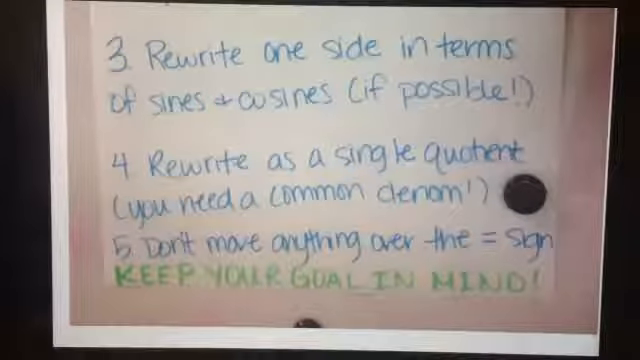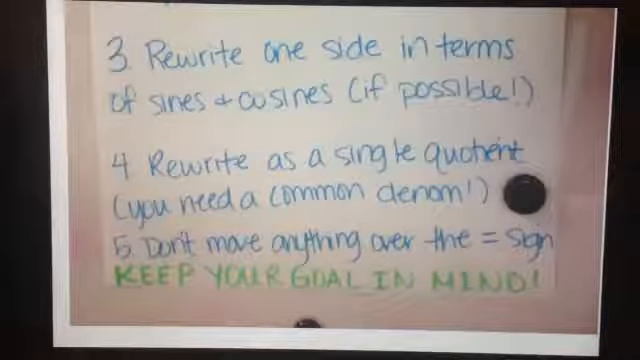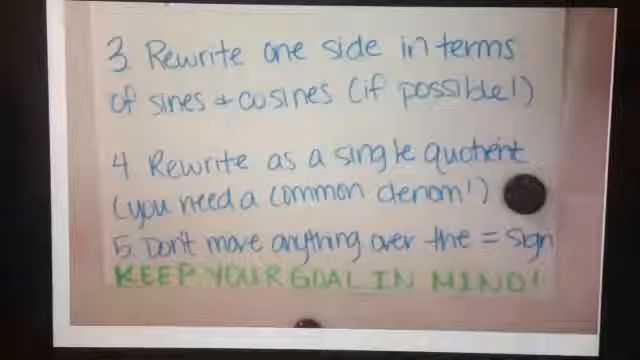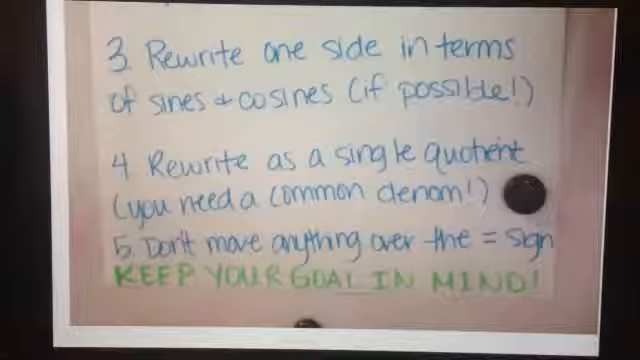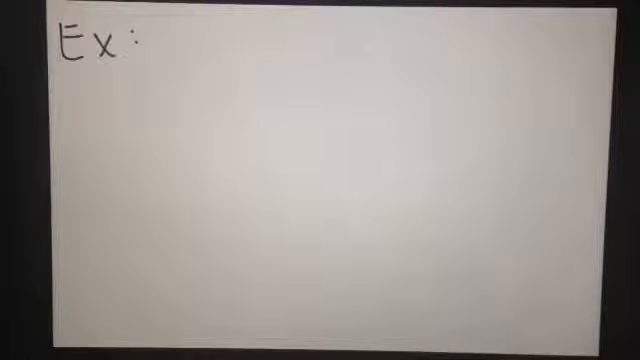Fifth, don't move anything over the equal sign. That's part of the proof, is that we're trying to show that one side can exactly equal the other, and if we manipulate both sides, then we're not proving that. And then the final thing is to keep your goal in mind. So sometimes if you get stuck, you can just look at what's my end goal, what am I trying to get it to equal, and that can help you figure out how to manipulate the problem to do what you want it to do. So we're going to go ahead and try a couple examples of these for your notes on the video.